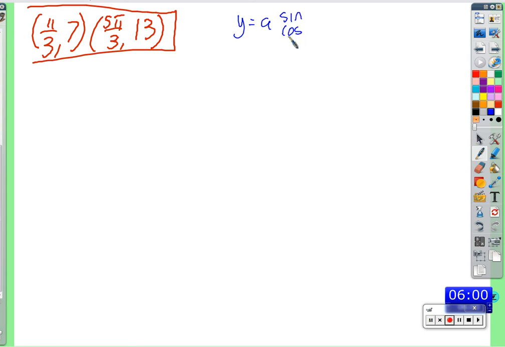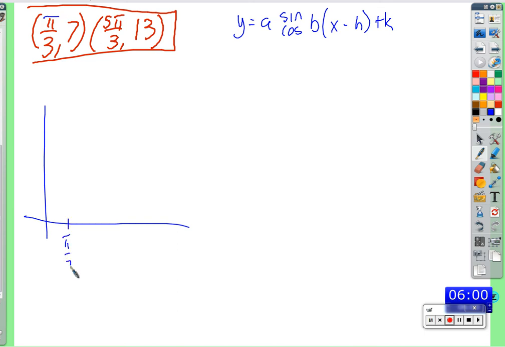Between sine and cosine, we have the amplitude there. The b, which is going to be related to our period, x minus h, that's going to be our horizontal shift, plus k, vertical shift. Let's quickly sketch this out. So here's pi over 3, and 5 over 3, 2, 3, 4, 5.